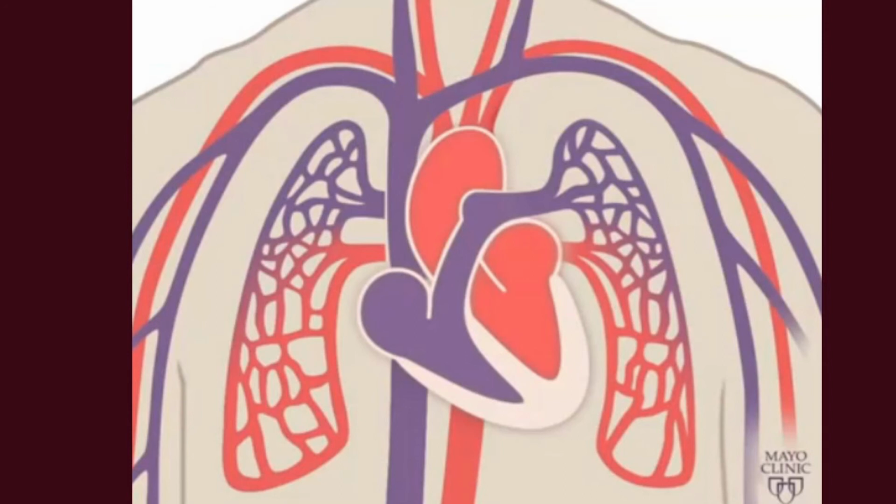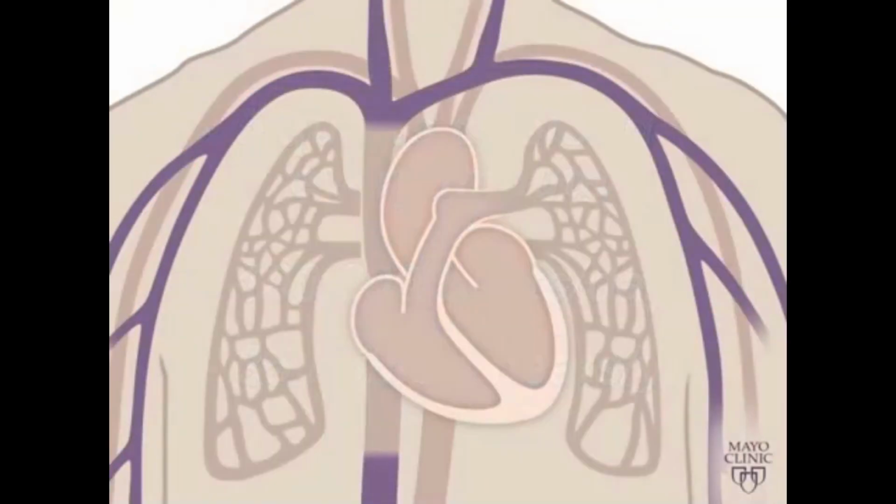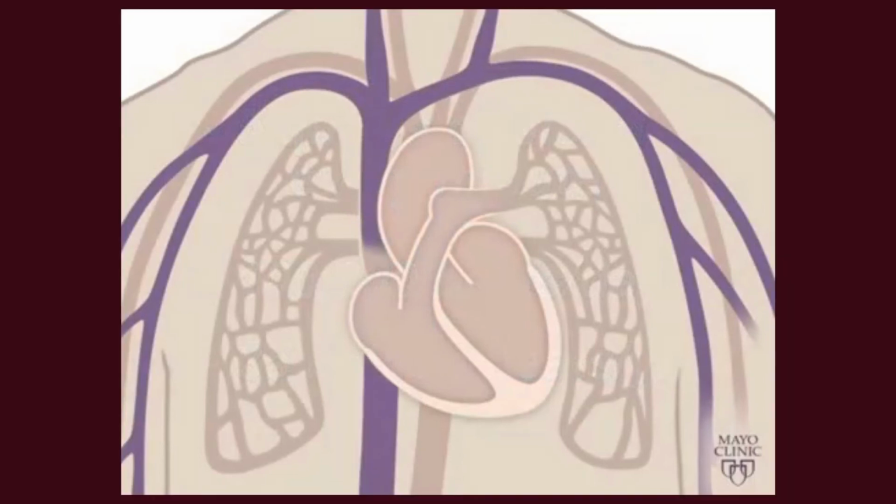Now, let's find out how the blood circulates in the body. Remember, the blue represents the deoxygenated blood or oxygen-poor blood, while the red color represents oxygenated blood or oxygen-rich blood. The deoxygenated blood from the upper part of the body passes through the superior vena cava, while blood from the lower part of the body passes through the inferior vena cava.